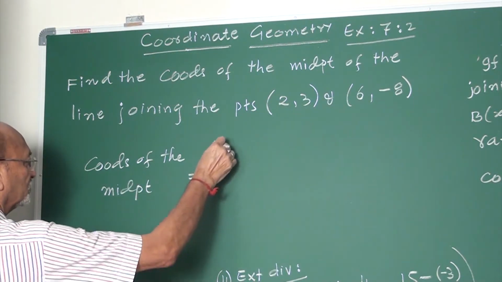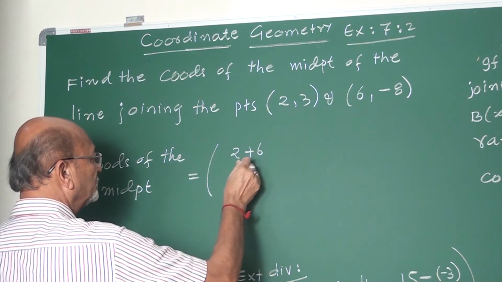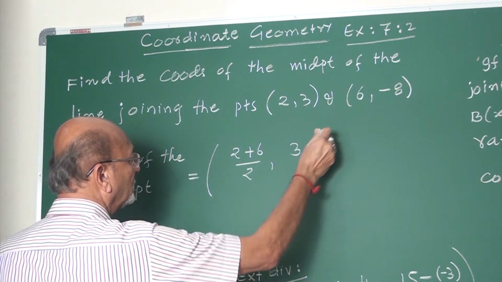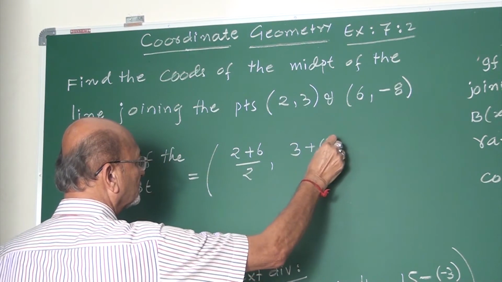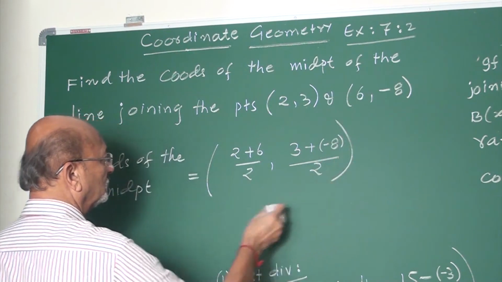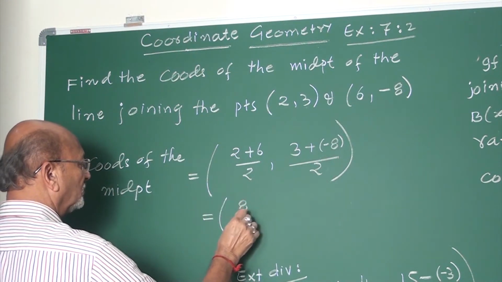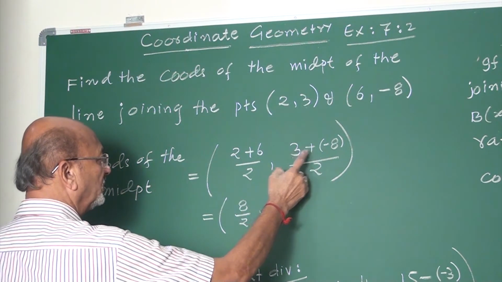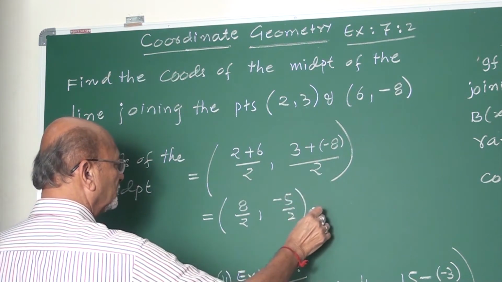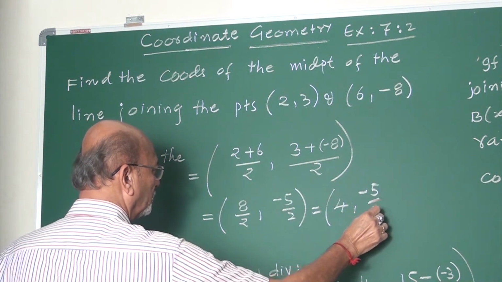Midpoint: add the x coordinates, (2 plus 6) upon 2. Add the y coordinates, (3 plus -8) upon 2. What is this, my friend? 2 plus 6 is 8 by 2. 3 minus 8 means it is minus 5 by 2. Simplify: 4, minus 5 by 2.